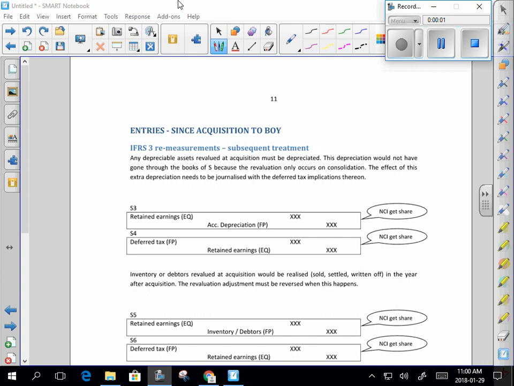Right, moving on then. So that's the at acquisition entry that we do, and I've explained what we're trying to achieve there. Basically, bring on the assets and liabilities at fair value. Create this new equity thing called NCI, and the resulting balance was either goodwill or a bargain purchase. That was the net effect, if you like, of that IFRS 3 entry. Right, now that is then going to have a knock-on effect every year after that.